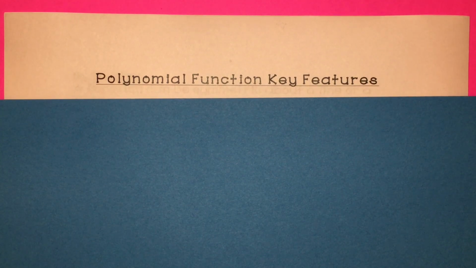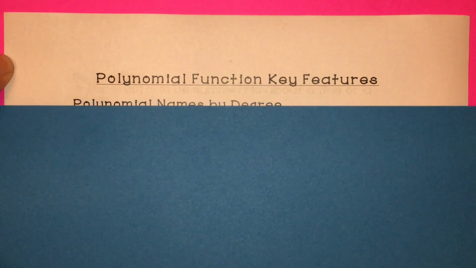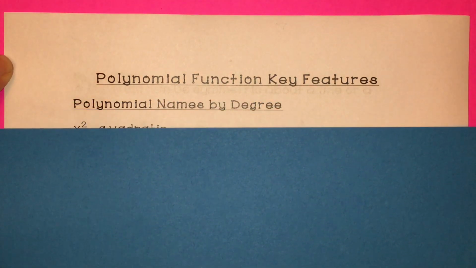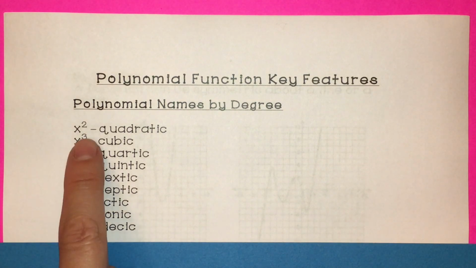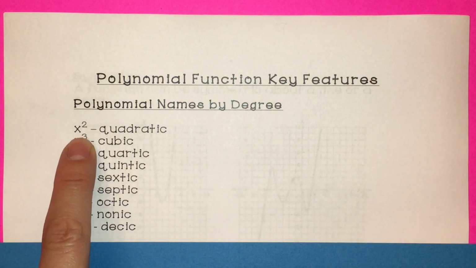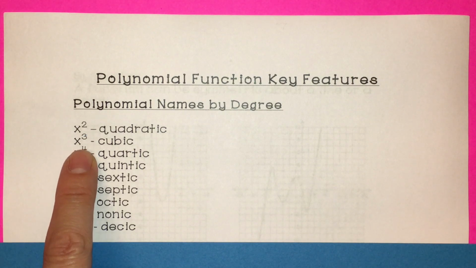In this video, we're going to look at polynomial function key features. So polynomials are named by their degree. Remember, the degree is the largest exponent of the polynomial. So if 2 is the largest exponent, like x squared, it would be quadratic. X cubed, cubic. X to the fourth, quartic.